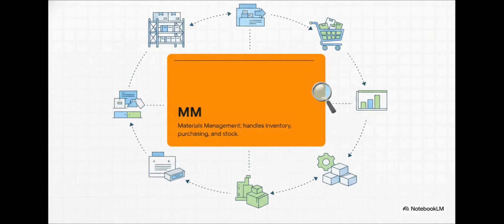Now, notice how central the MM module is to this entire physical flow. MM stands for Materials Management. Think of this as the digital warehouse of the company. It handles all the critical inventory, the purchasing of raw goods from vendors, and tracks the exact stock levels. Without MM, those brilliantly planned products from the previous step, they'd have absolutely no physical components to actually be built.